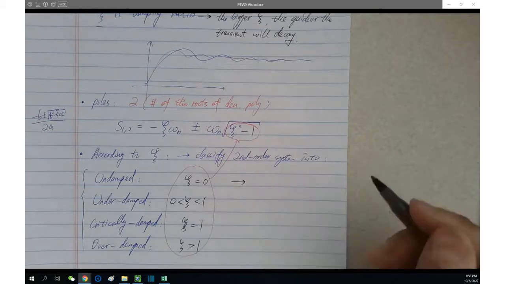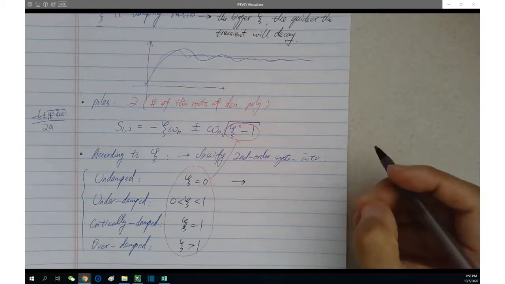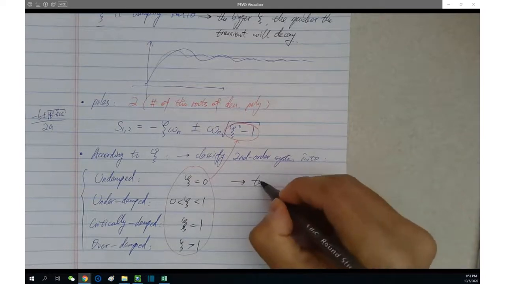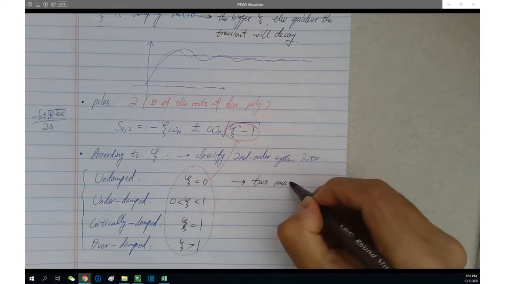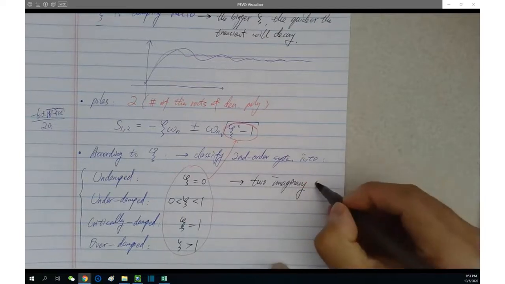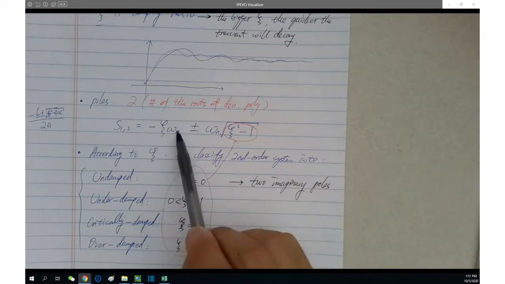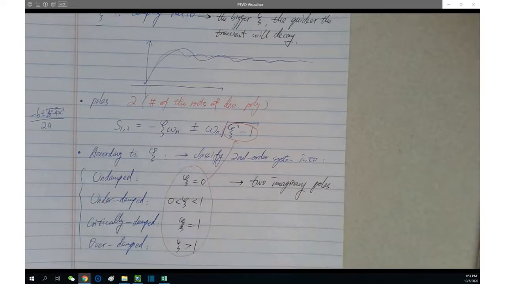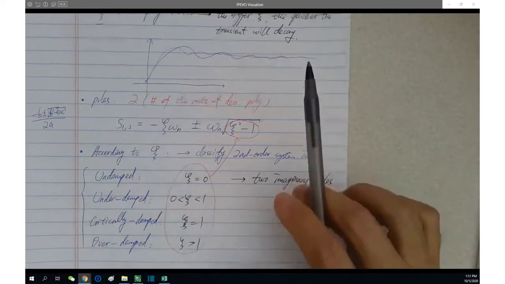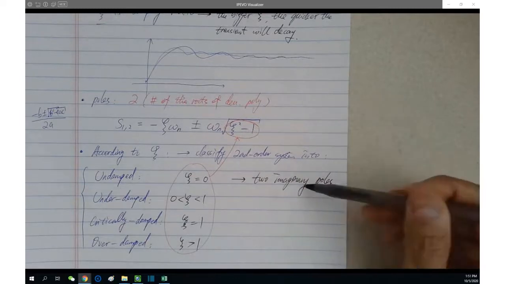Very good. It is imaginary, right? So you're going to have two imaginary poles. In other words, the real part, which is this, equals zero, because epsilon is zero, and you don't have anything left here. And then inside the square root is a negative one, so you're going to come up with a j, right?